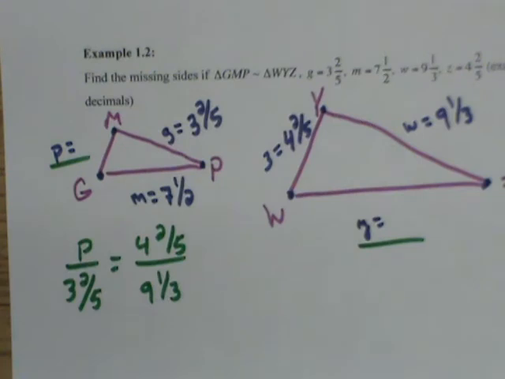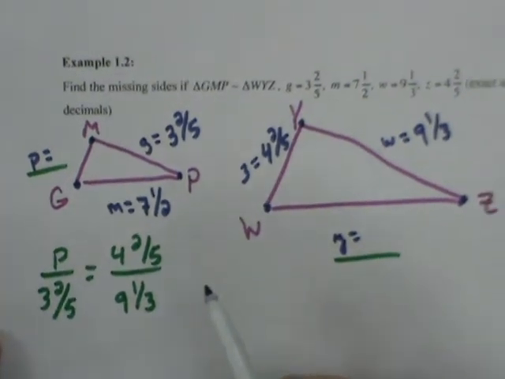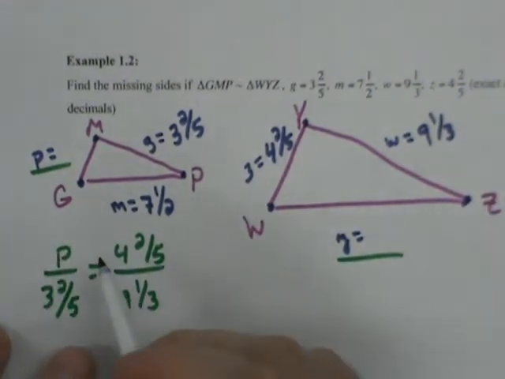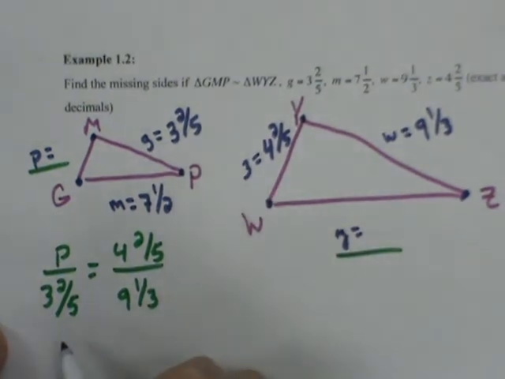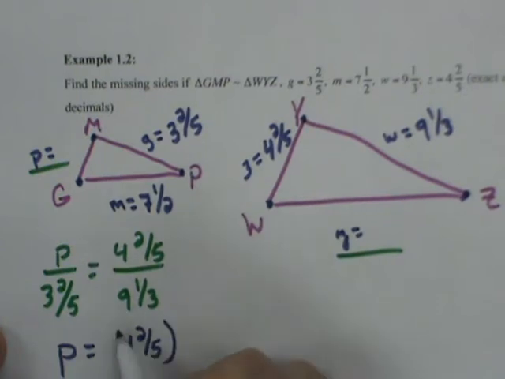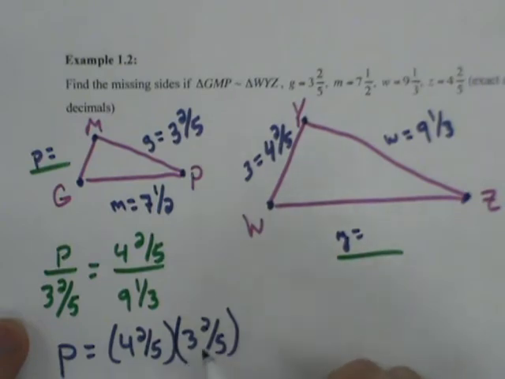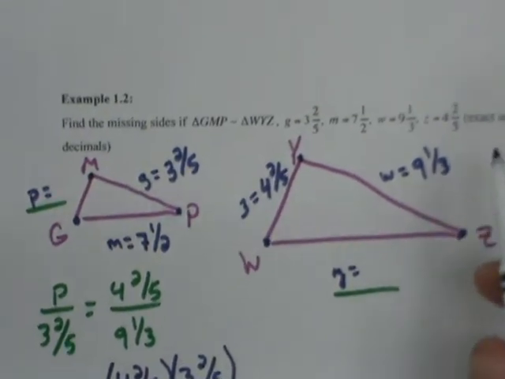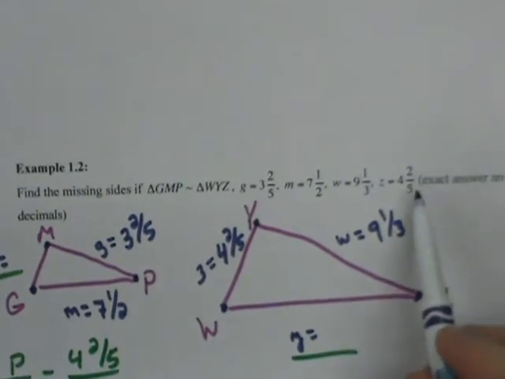Now what's nice about this is it's fairly simple to get P all by itself. And this is one of the things I'm starting to push you guys to look for. Instead of multiplying just by the common denominator, on this problem it would be very simple to get that P by itself just by moving the 3 2/5 up to the other side. So I can say P is equal to 4 2/5 times 3 2/5. You see how I'm taking that up as a numerator? Divided by 9 1/3.